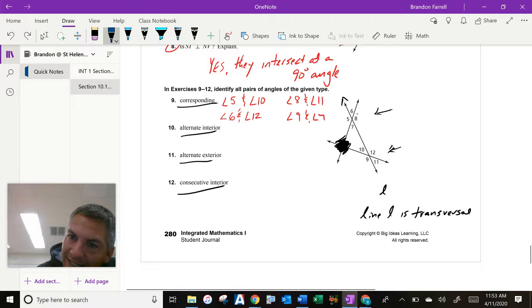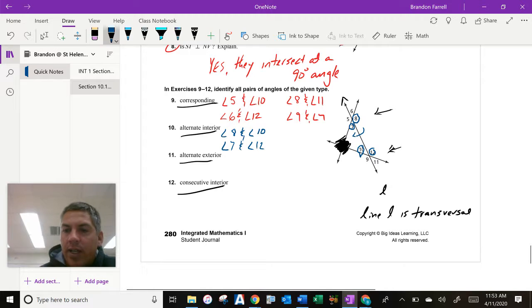Inside here is 8, and alternate means we're going to switch sides of the transversal to get to 10. So angle 8 and angle 10 are alternate interior. That corresponds then to angle 7 and angle 12. Angle 7 and angle 12 are also alternate interior angles.